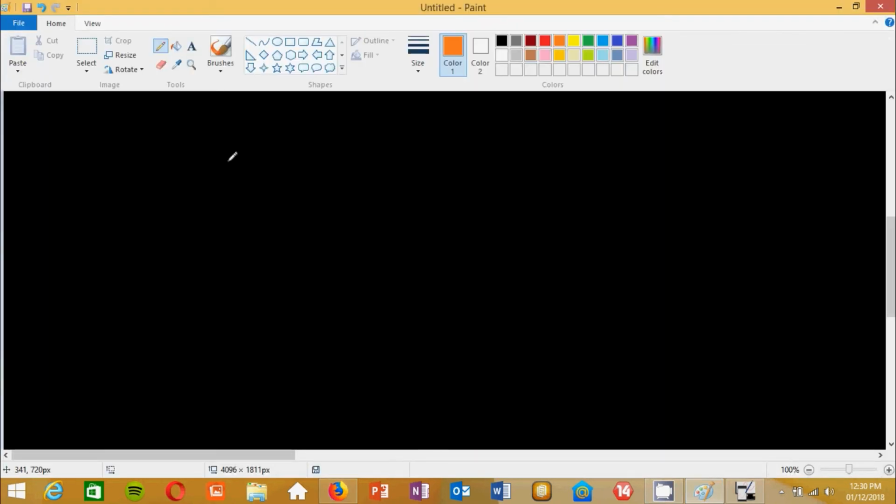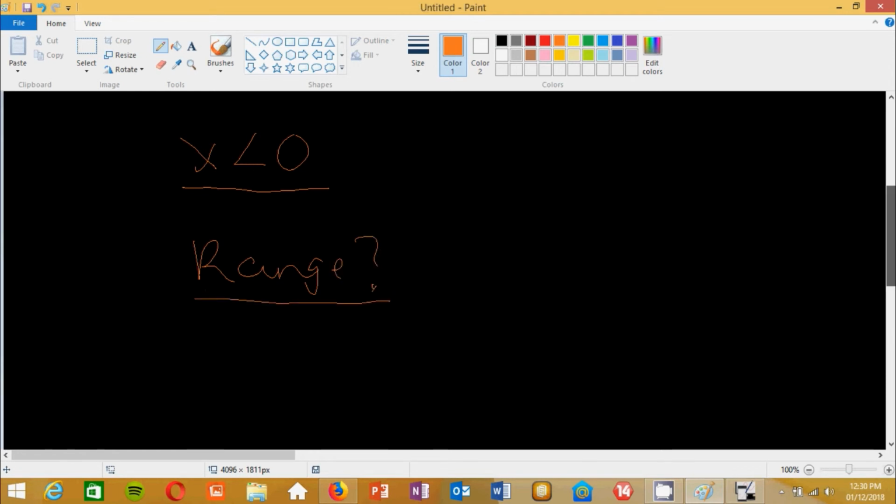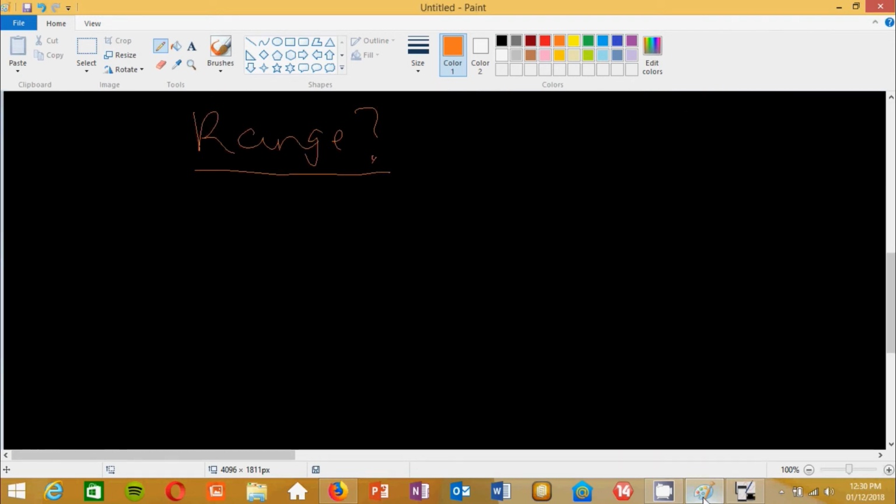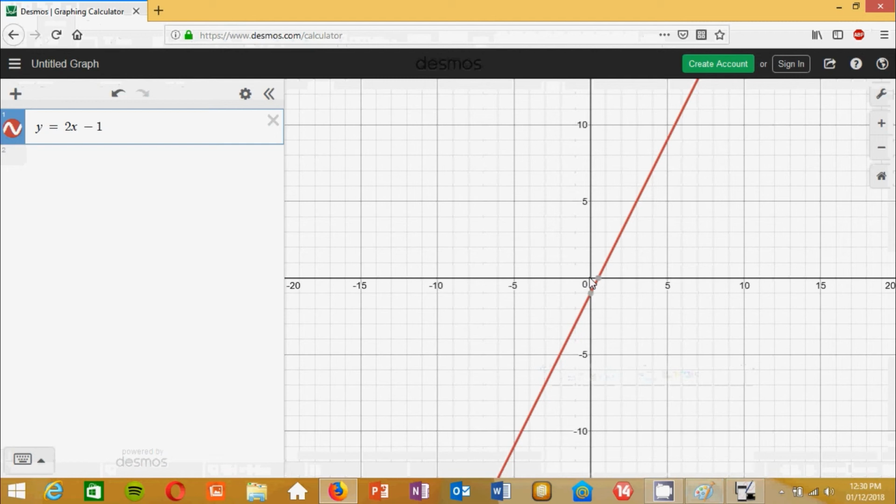Now let's say I change my domain and then I say x should be less than 0. My question then is, what is going to be the range of this function? This function here, y is equal to 2x minus 1. Well, let me go to my graph. When x is 0, what is my y? My y is negative 1.